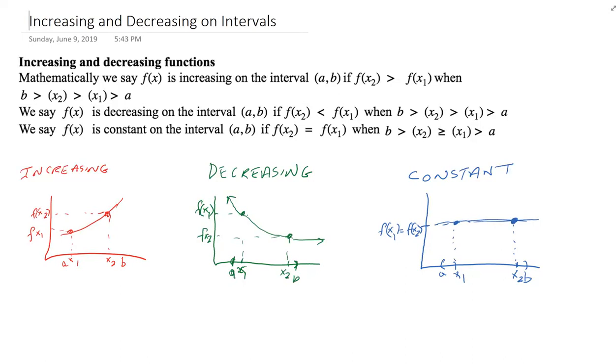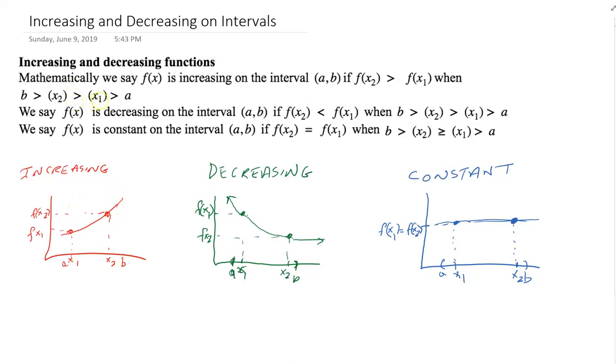Mathematically, we say that f of x is increasing on the interval AB, and AB is an open interval, if f of x sub 2 is greater than f of x sub 1 when b is greater than x sub 2, is greater than x sub 1, is greater than a. So that means the interval AB, A is your lower end, B is your higher end of the open interval. There are two x values, x sub 1 and x sub 2, on that open interval.